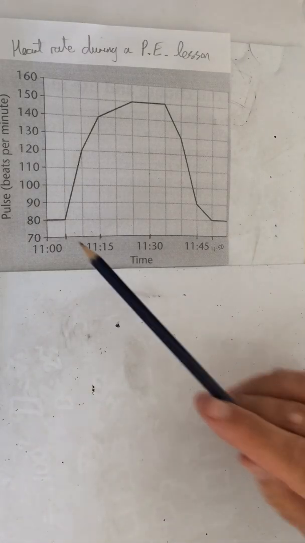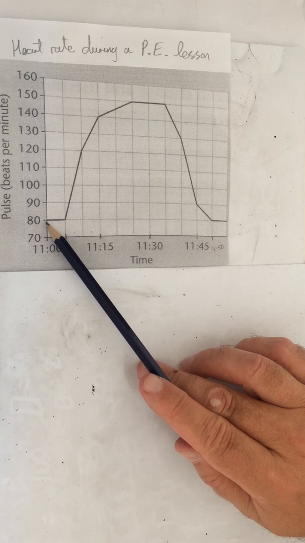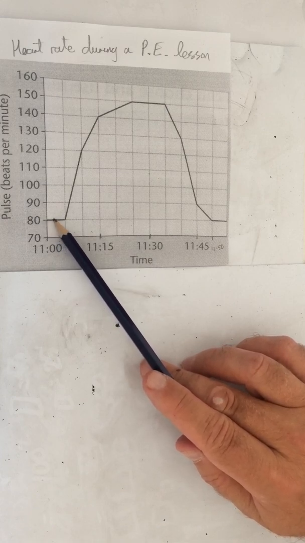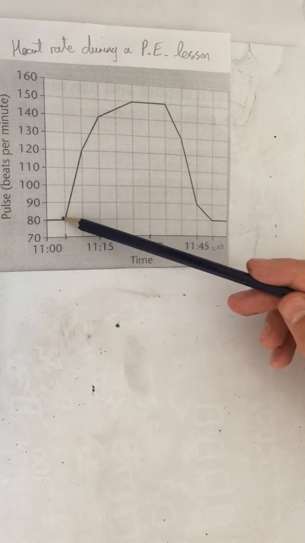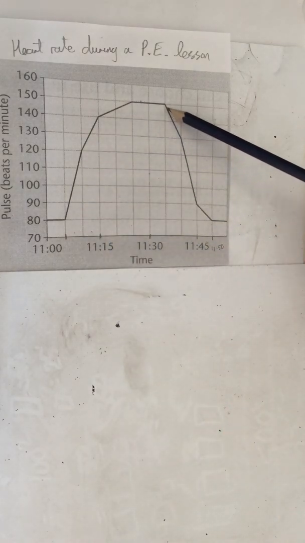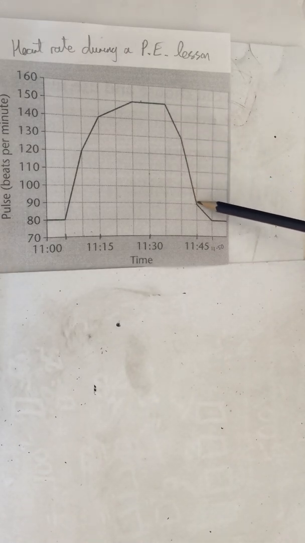So it could be that at this part of the lesson, if they start at 11, they're just doing a few stretches. Maybe they're listening to the teacher. Then they go straight into some vigorous exercise and the heart rate rises. And then towards the second part of the lesson, things slow down.